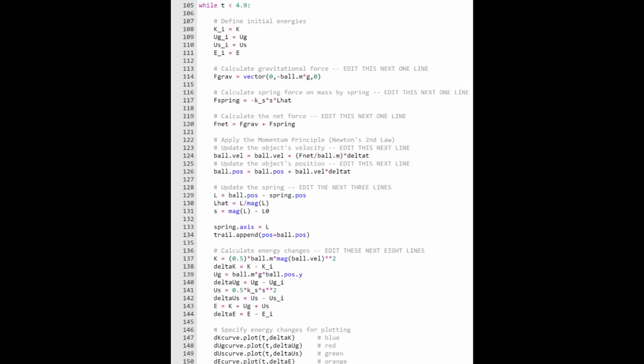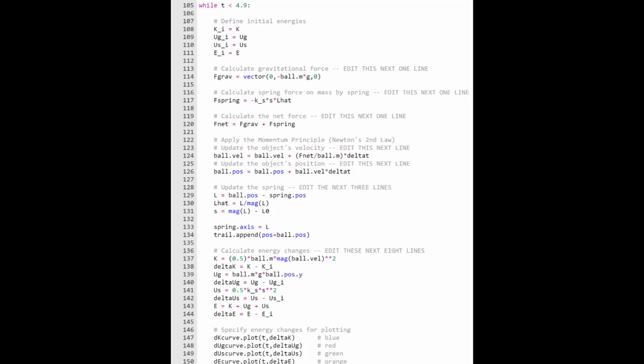Finally, I had to alter the while loop to make it while t is less than 4.9 seconds, as that was the longest time on my tracker. I updated the F grav vector, the equation for F spring, and the F net total equation. I then had to update the position and velocity update formulas, as you can see here. Later, I re-updated the spring.